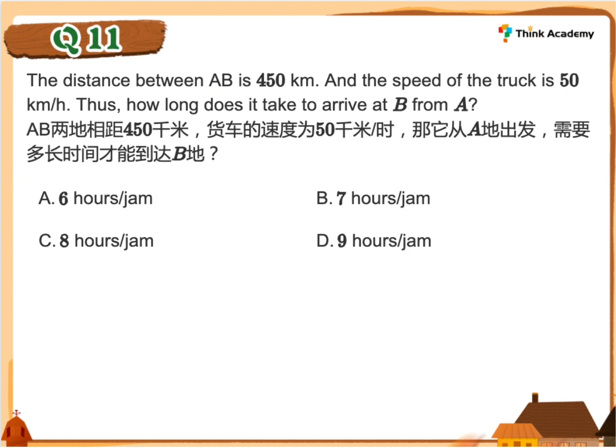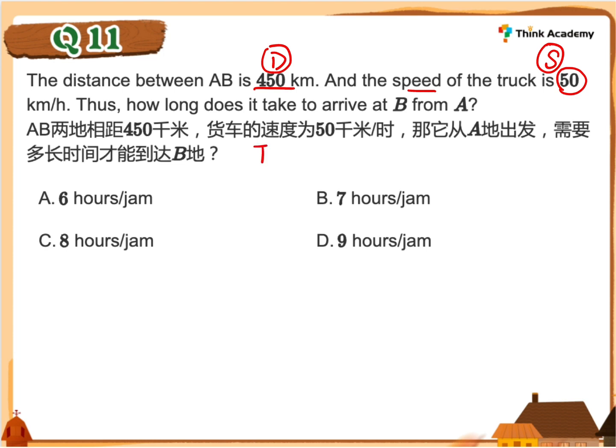For question 11, it's about the travel problem. The distance between A, B is 450 kilometers. So this is the distance. And the speed of the truck is 50 kilometers per hour. Okay, this is speed. When you know the distance and the speed, actually, we can calculate the time, right? And we can see how long it takes to arrive at B from A. Oh, the question is the time.